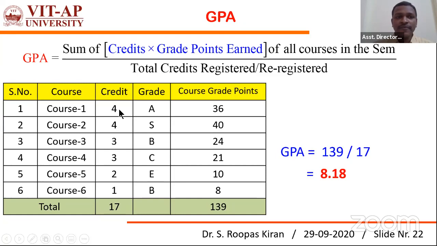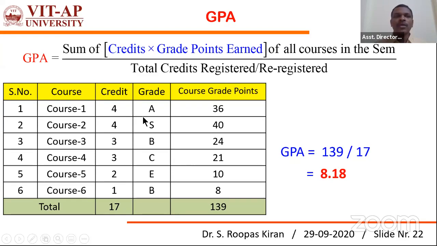So what you will be doing is 4 into grade point 9, 4 into grade point 10, 3 into grade point 8. You calculate all of those, sum all those grade points, and on the other side, sum all the credits you registered in the semester. So the total grade points divided by the credits is your grade point average for that particular semester.